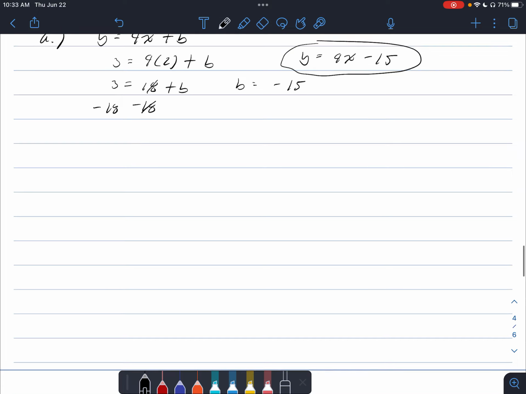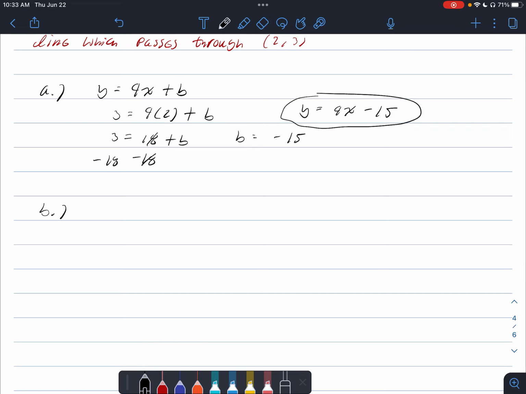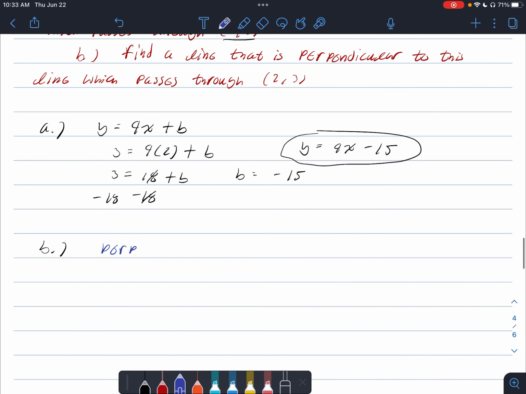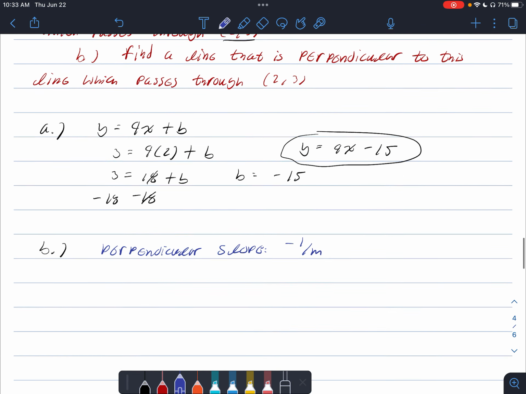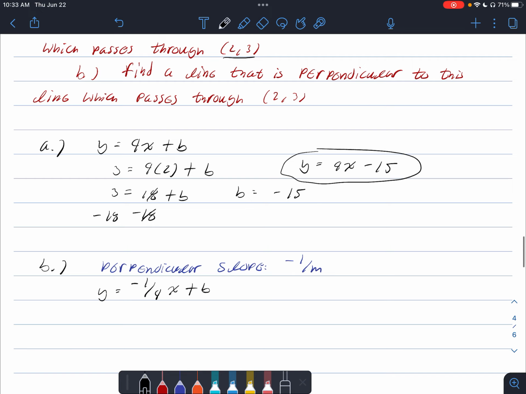Let's take a look at a perpendicular line. Okay, so because we want to find a perpendicular slope, remember, perpendicular slope is of the form negative 1 over m. So that means our new line is going to be y equals negative 1 over 9 x plus b, and we don't know what b is, but we do know that it passes through the point 2, 3 again.